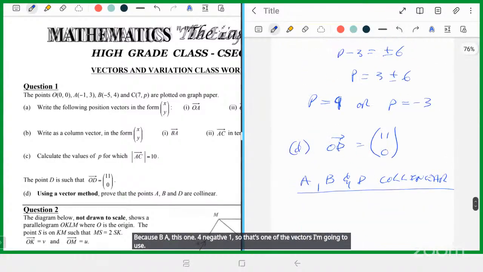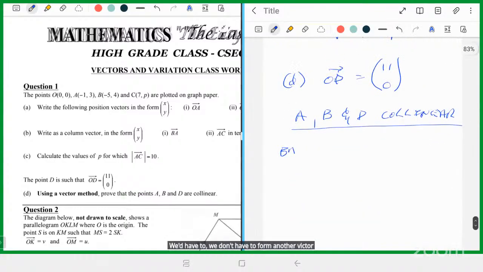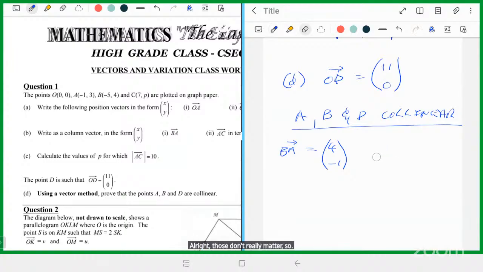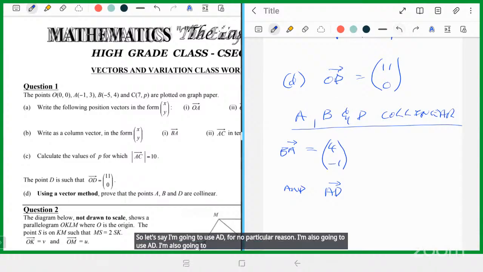So that's one of the vectors I'm going to use. We don't have to form another vector there. So BA is 4, negative 1. And I need another vector that includes the D. So it's either AD or BD. Doesn't really matter which one it is. Any one of them will work. So let's say I'm going to use AD for no particular reason, because I'm working with numbers.